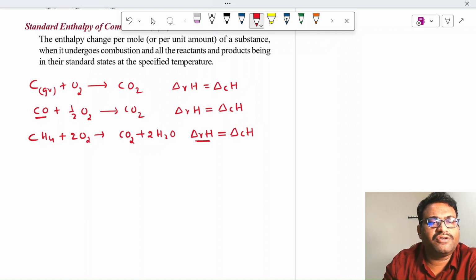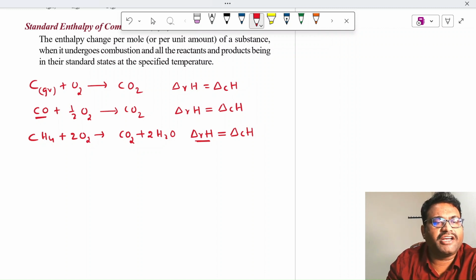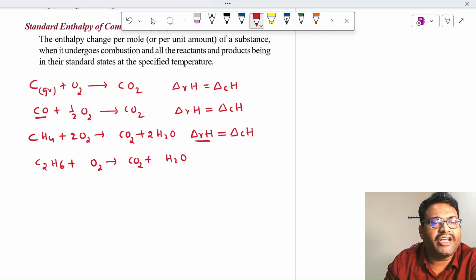So in this way, for example, let me take another example. C2H6 plus O2 gives CO2 plus H2O. When hydrocarbon is combusted, always carbon dioxide and water are the products formed. Now C2H6 is what? Ethane. Ethane is completely combusted, so that carbon dioxide and water are formed.